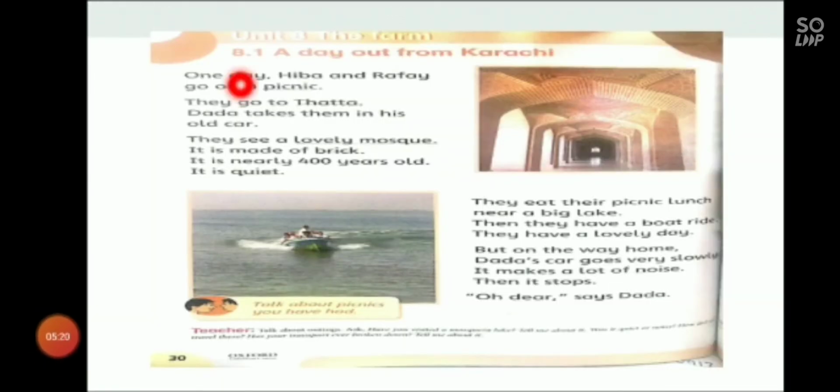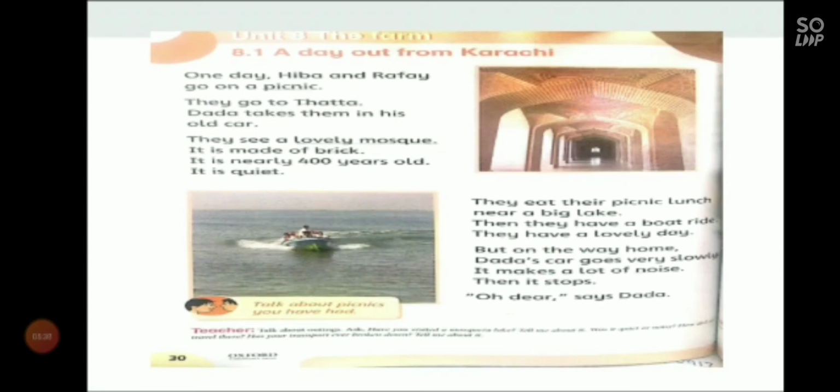Now open page number 30. The name of unit 8 is The Farm. A day out from Karachi. As you know, Hiba is in Karachi to meet his cousin Rafe. So they went out to explore new places.